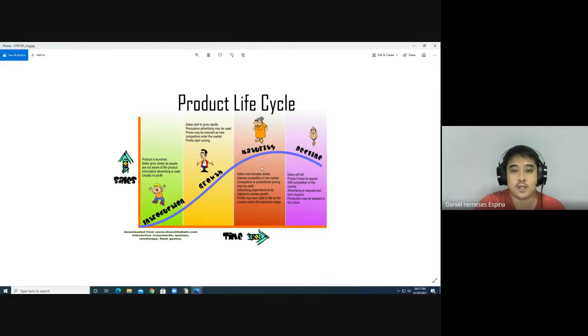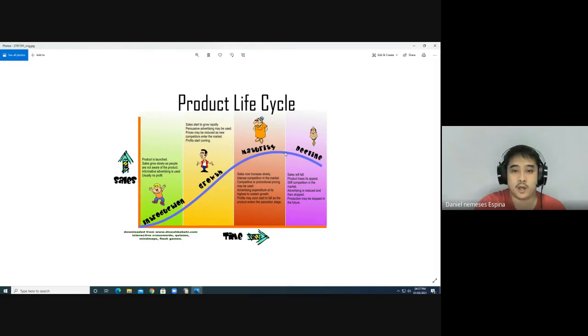So example of products nga ni undergo og maturity stage nga wala nag-innovate are katong mga Nokia nga cellphones. So Nokia is previously the leading cell phone company in the world. So I think almost all Filipinos own a cell phone. I mean the Nokia cell phone.